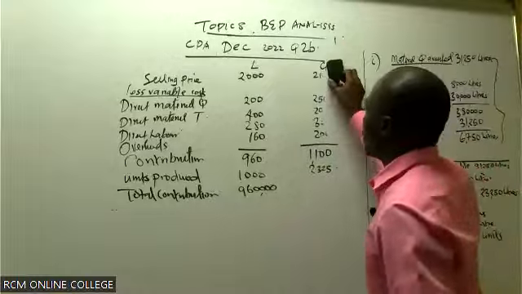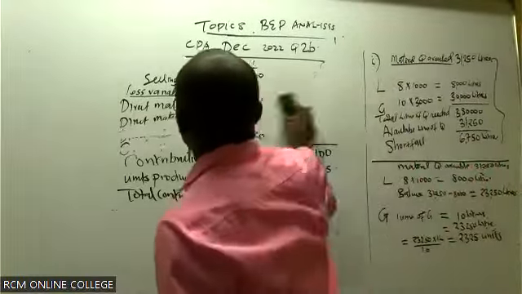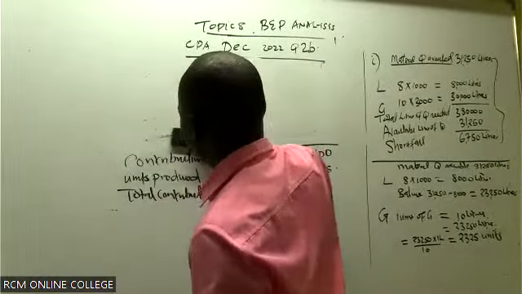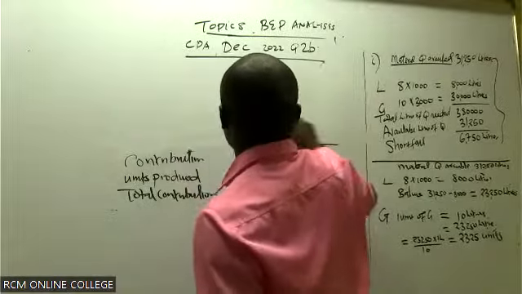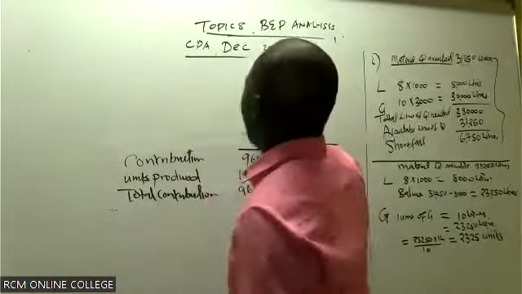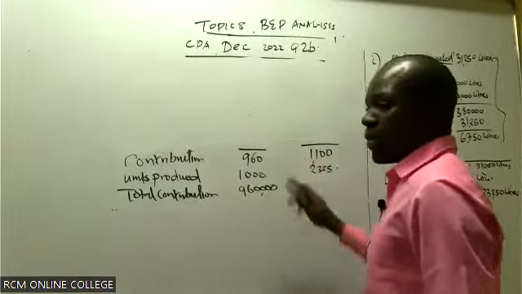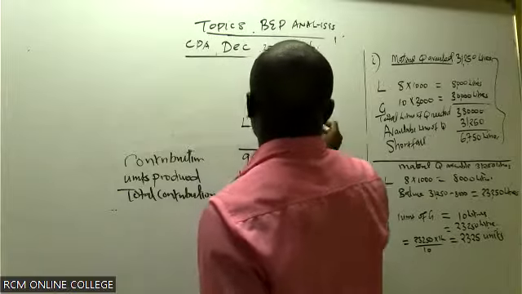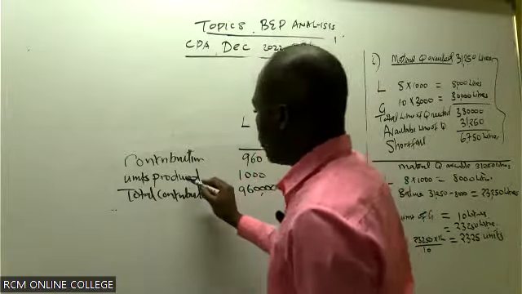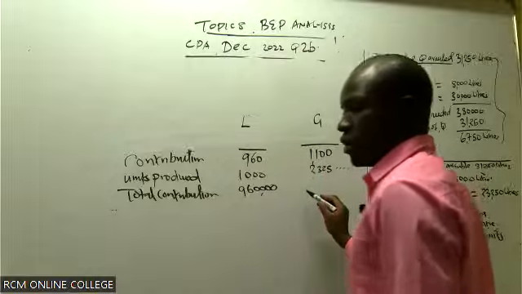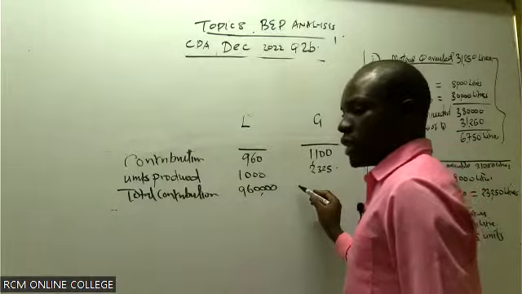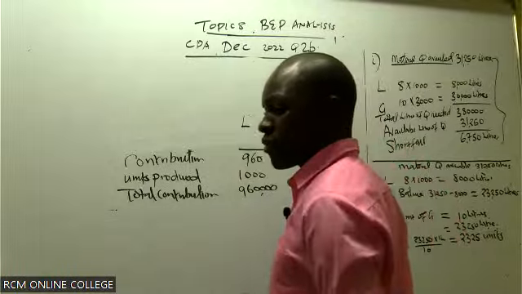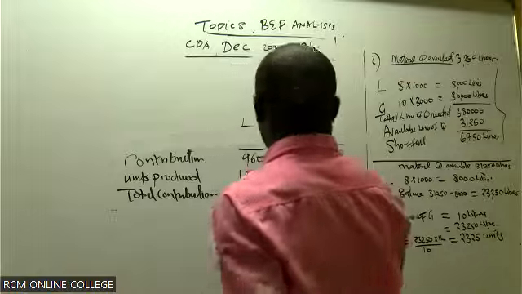You can start from this point. Let me make you understand now. You've done Roman 2. You got the right figures for contribution. Start from that point. Start from here. You'll still get your full marks. Start here: contribution of L, contribution of G. Then you give us units produced, total contribution. Calculate UV. You'll still get your full marks.